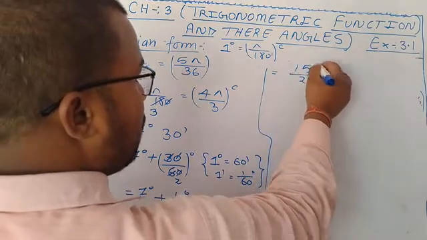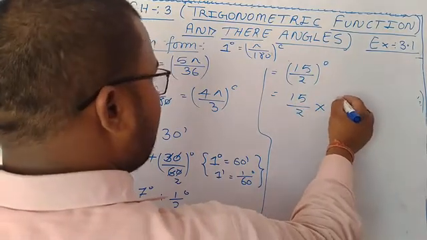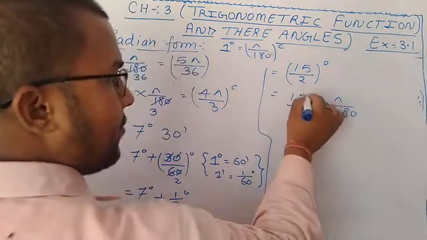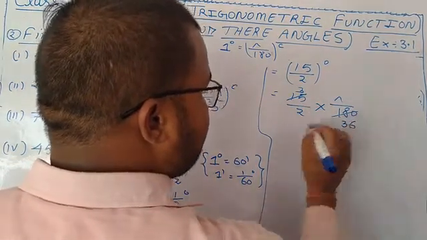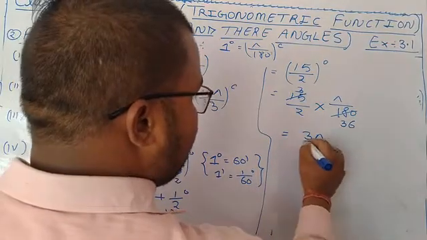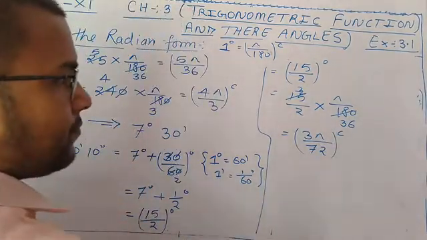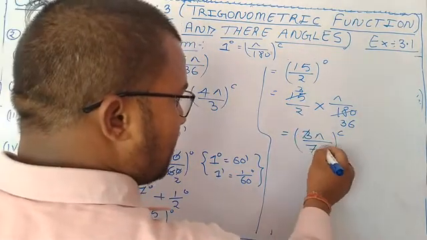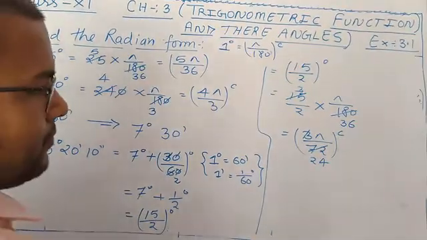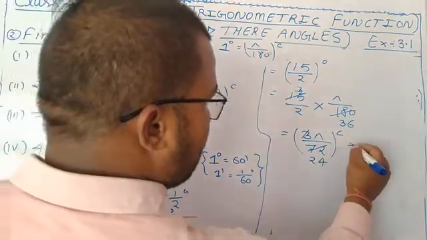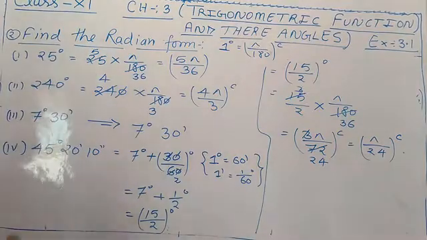15 by 2 degree, 15 by 2 into pi upon 180. 5 3s are 15, 5 3s are 15, 5 6s are 30. 3 pi upon 36 2s are 72 radian. Also 3 cancel. 3 2s are 6, 3 4s are 12, is equal to pi upon 24 radian. Write them, student.